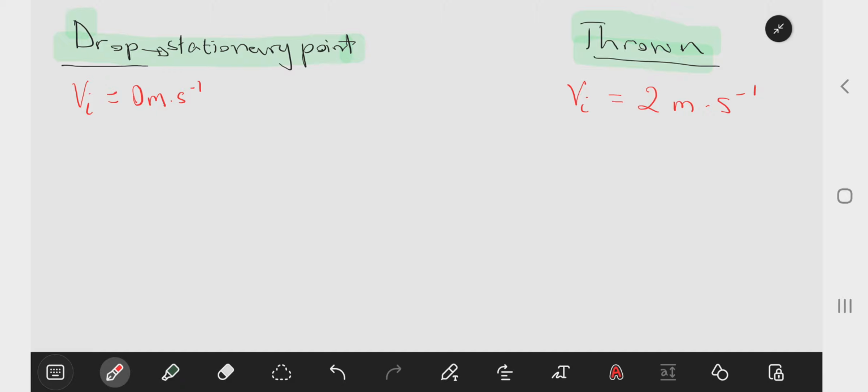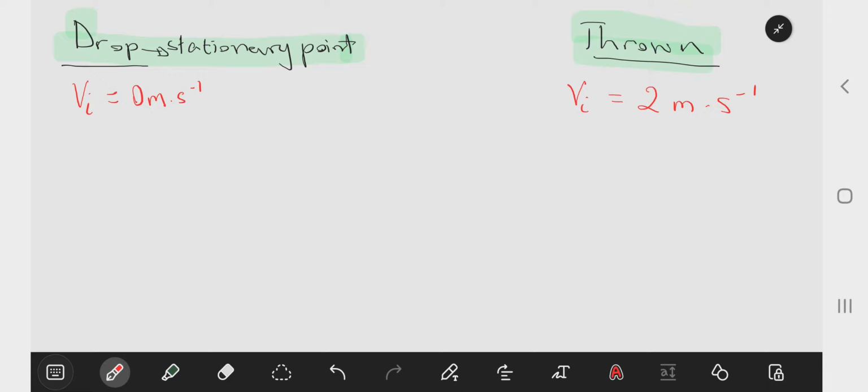Before we can say the ball is thrown upwards or downwards, we simply have to understand whether it is a throw or a drop. If it's a drop, the information that you have to extract is that the initial velocity is equal to 0 meters per second. And if it's a throw, what you have to note is that the initial velocity is not 0 but a certain value.